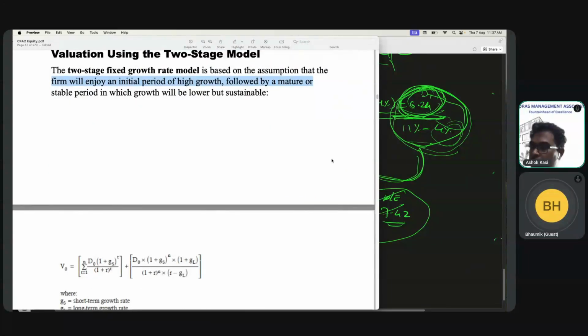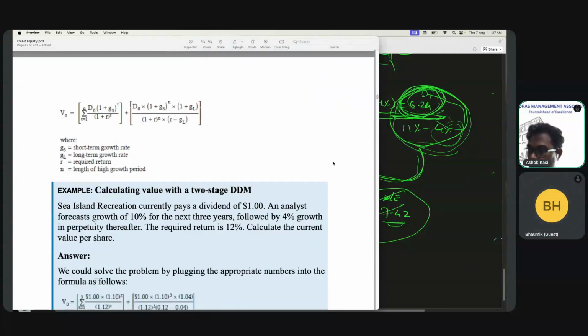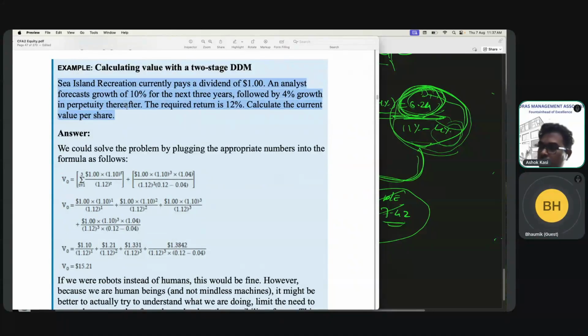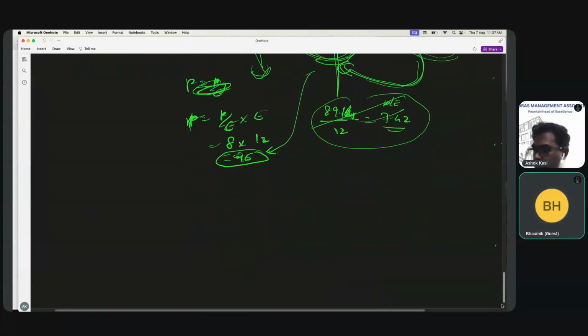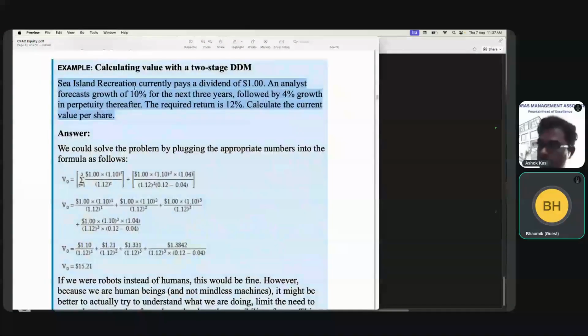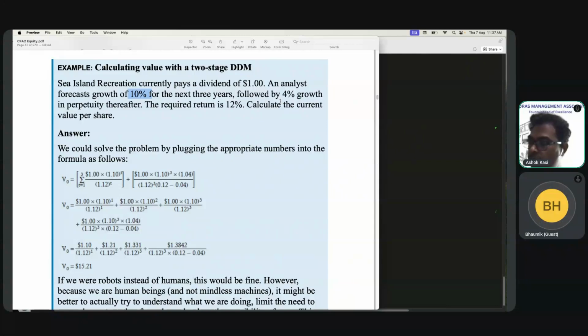Then valuation using the two-stage model. This is also a normal one. Just go through this. Sea Island Recreation currently pays a dividend of $1, and analysts forecast a growth rate of 10% for the next 3 years, followed by 4% growth in perpetuity thereafter. The required return is 12%. Calculate the current value. From 10% it is jumping to 4%, which practically will not happen like that.